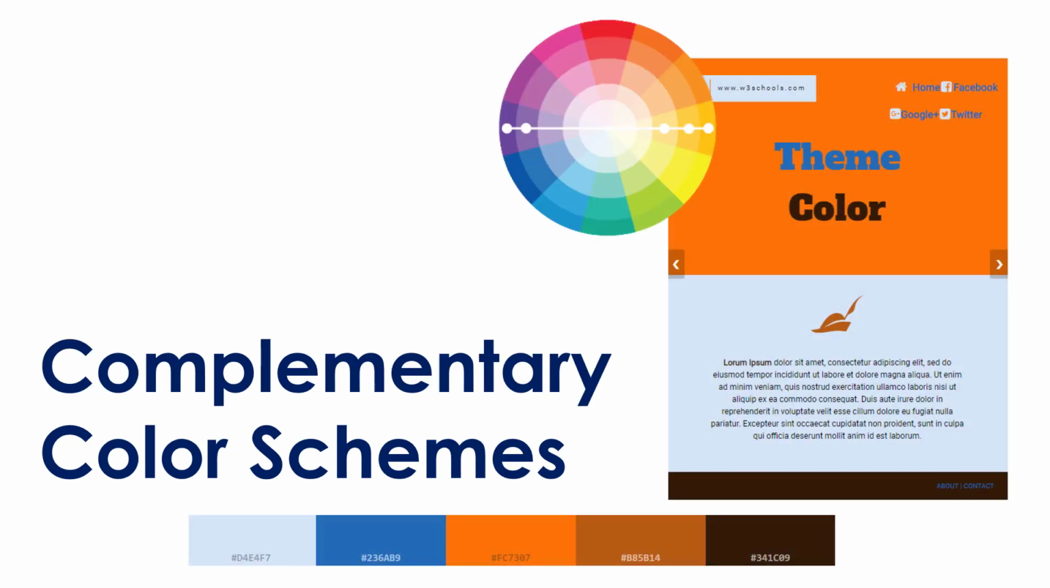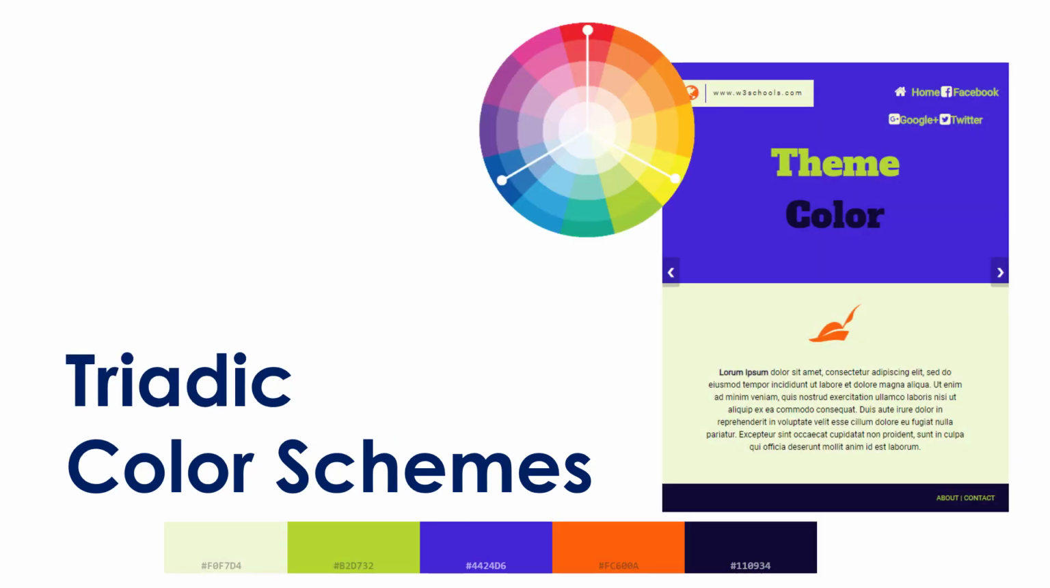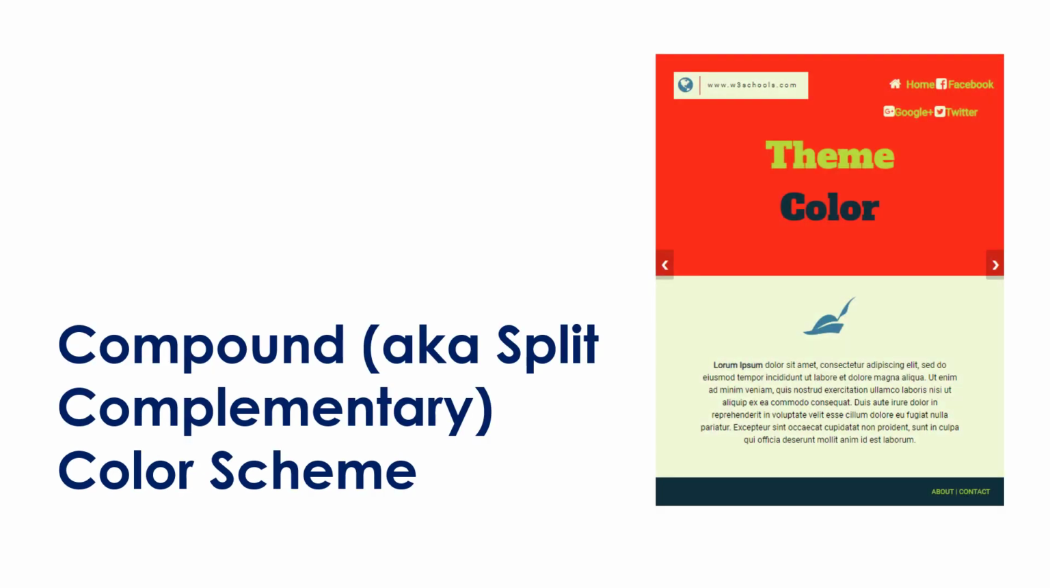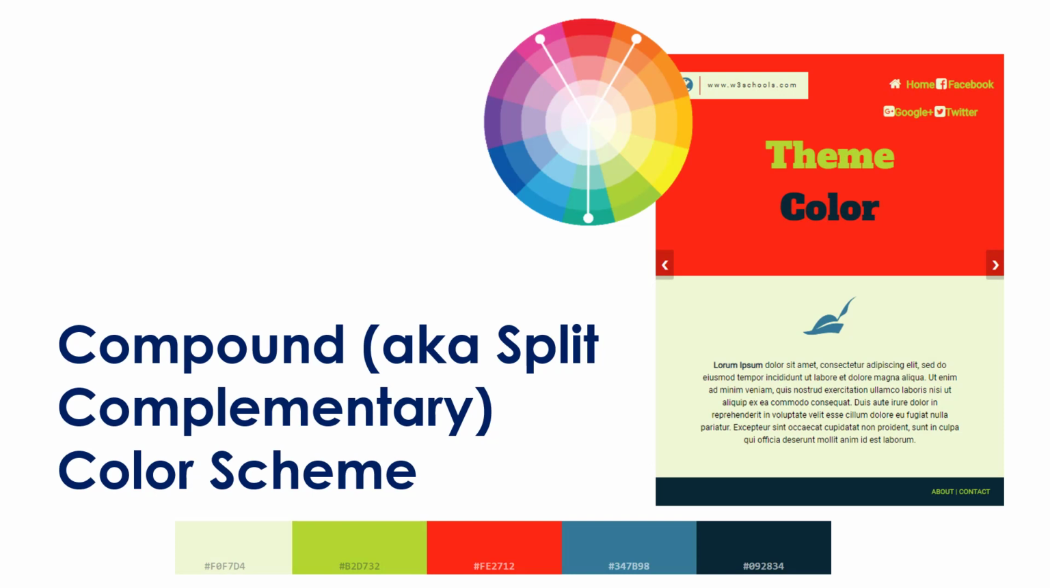Complementary schemes are created by combining colors from opposite sides of the color wheel. Triadic schemes are made up of hues equally spaced around the color wheel. Compound schemes are almost the same as complementary schemes. Instead of using colors that are opposites, they use colors on both sides of the opposite hues.